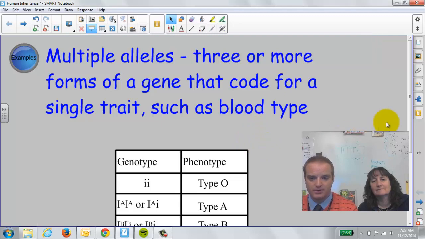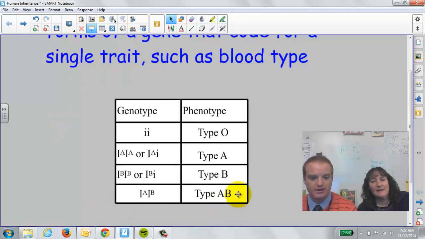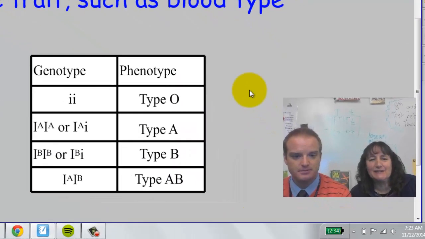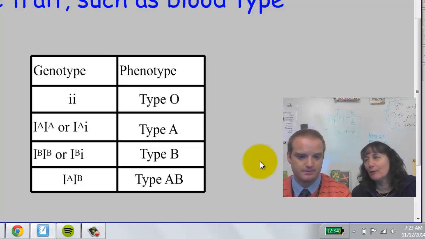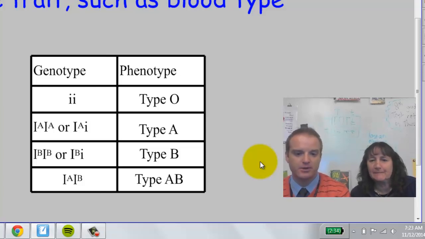I'll let Mrs. Froman try to make sense of our chart right down here. Blood type's always kind of confusing. The genotype is a lowercase i for type O blood. That means your blood doesn't have any antigens, it doesn't react to anything, so they're the universal donors. They can give blood to anybody.